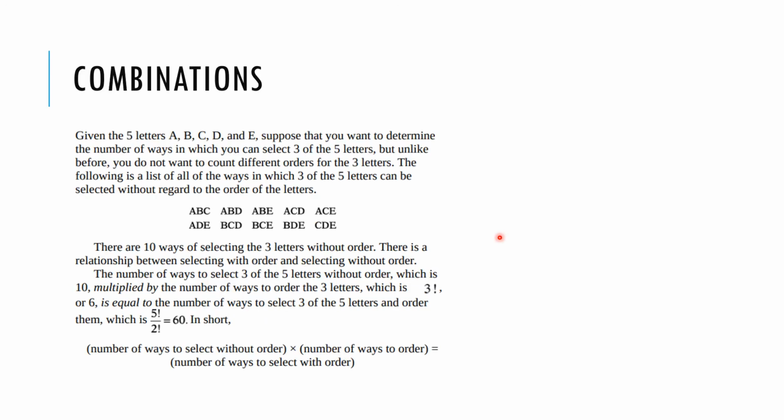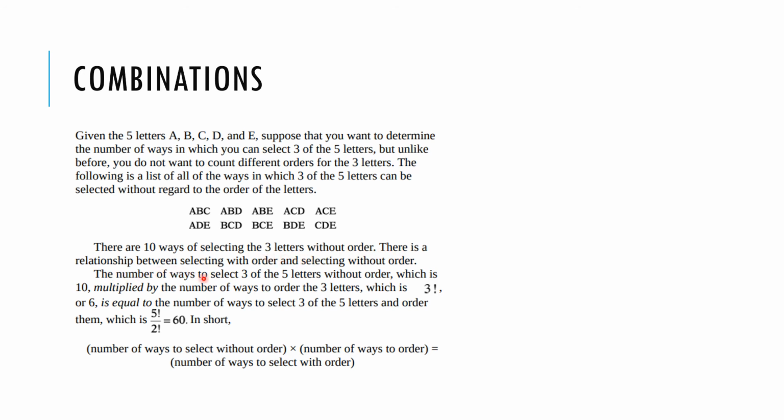Okay, let's have a look at combinations. Given the 5 letters A, B, C, D and E, suppose that you want to determine the number of ways in which you can select 3 of the 5 letters, but unlike before, you do not want to count different orders for the 3 letters. The following is the list of all the ways in which 3 of the 5 letters can be selected without regard to the order of the letters: ABC, ABD, ABE, ACD, ACE, ADE, BCD, BCE, BDE, CDE. There are 10 ways of selecting the 3 letters without order.